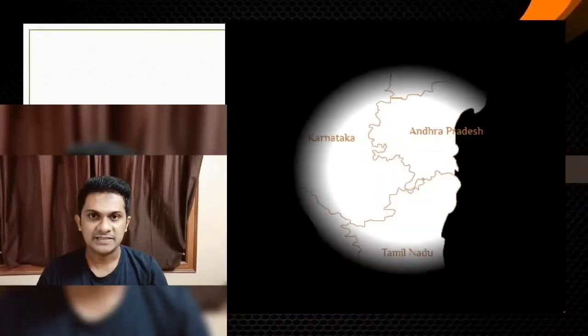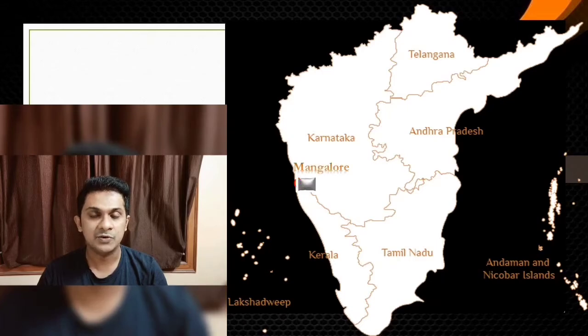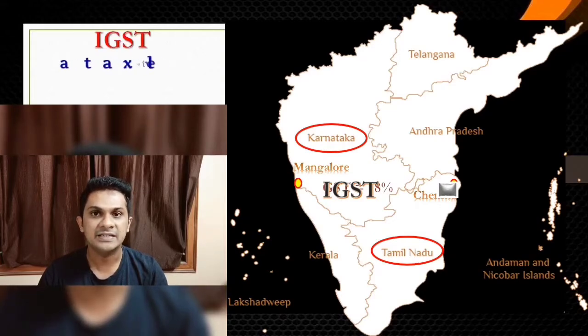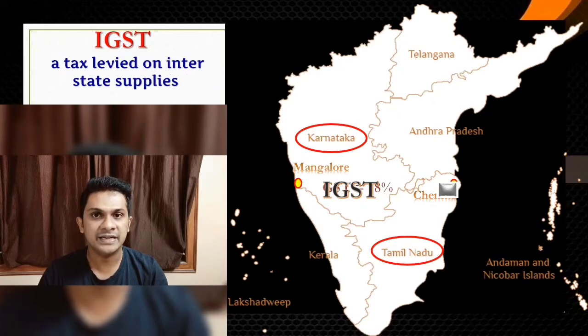Let us consider our first instance. Here, a seller in Mangalore supplies goods that attract a GST of 18% to a buyer in Chennai. Since this is an interstate supply, nothing but the transaction is occurring between the states, that is the state of Karnataka and Tamil Nadu, this will attract IGST, and the seller in Mangalore will charge IGST of 18% on the bill and then supplies the bill along with the product to the buyer in Chennai. This means that whenever there is an interstate transaction, IGST is applicable. Therefore, we can say IGST or integrated GST is a tax that is levied on interstate supplies.